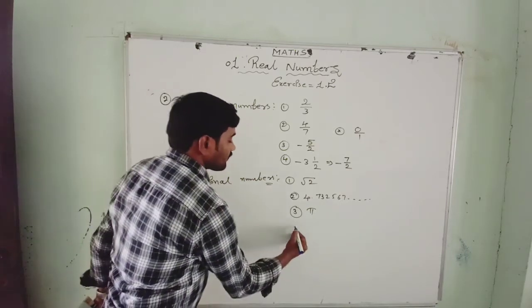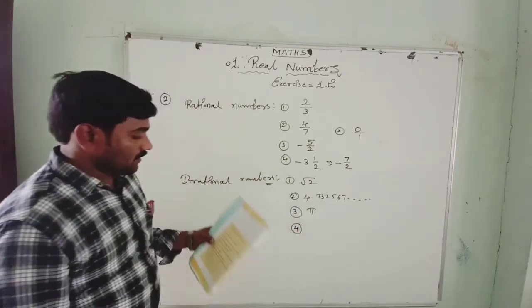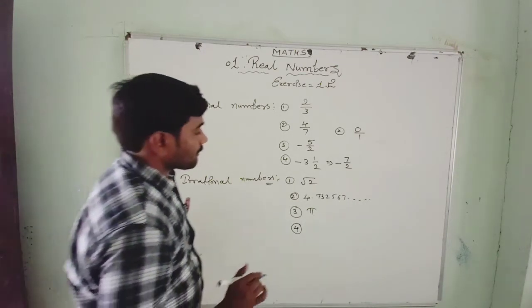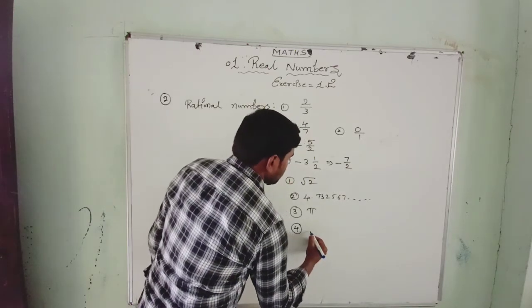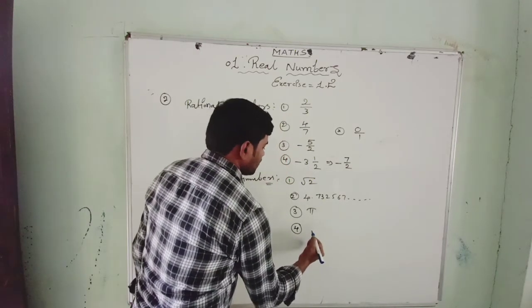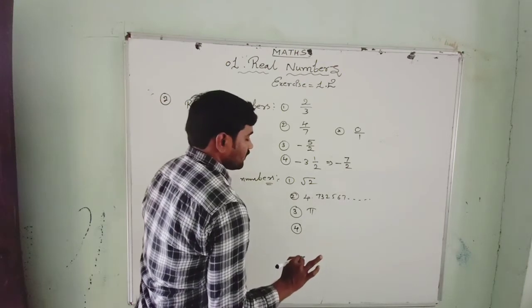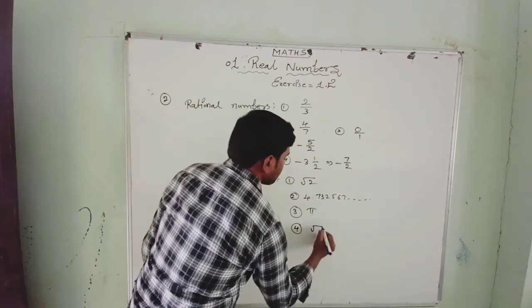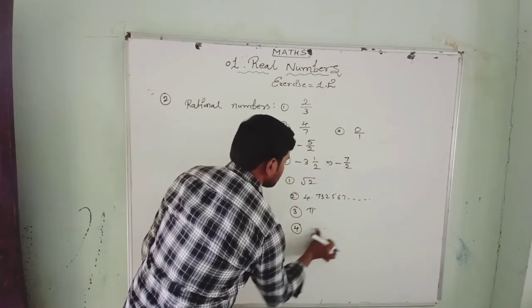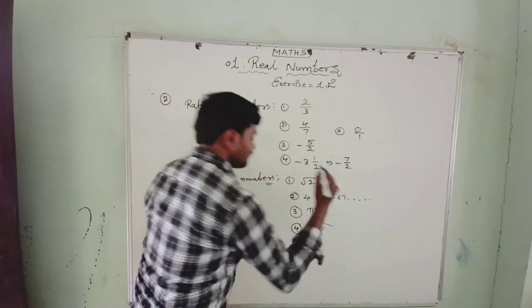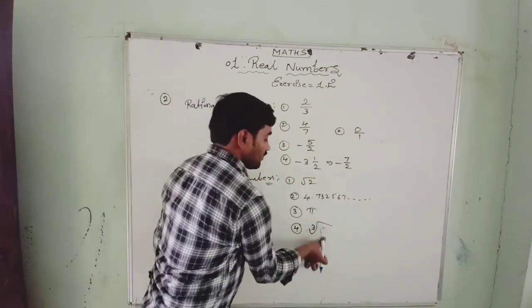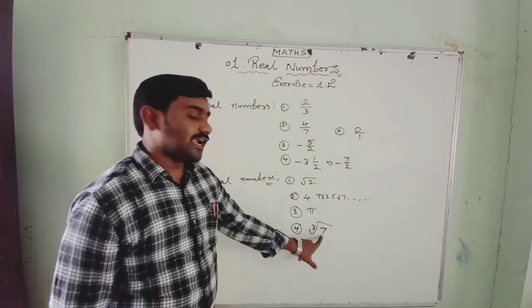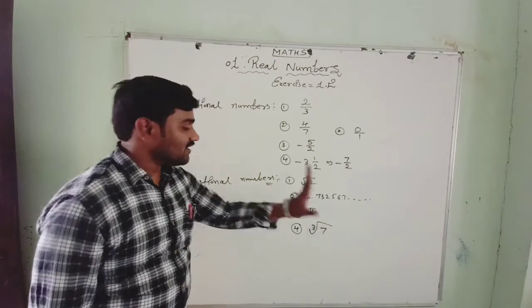Okay. Then fourth one. Then we write one more example of fourth one. Suppose you write any number which cannot be written in the form of p by q. So we write square root or cube root. Cube root of 8, it is a rational number. Cube root of 7, it is an irrational number because 7 cannot be written as product of 3 same numbers. So it is an irrational number.